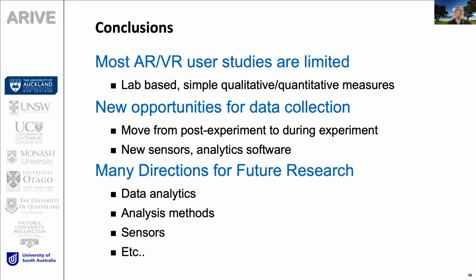So just to conclude, most AR VR studies are quite limited. In fact, as we saw from the meta review, only about 10% of AR papers even have a user study, and mostly they're lab-based with very simple qualitative or quantitative measures. But there's new opportunities for much richer data collection, moving from post-experiment collection through to during the experiment, and a wide range of sensors and analytics, and also lots of directions for future research around how to do better user studies.